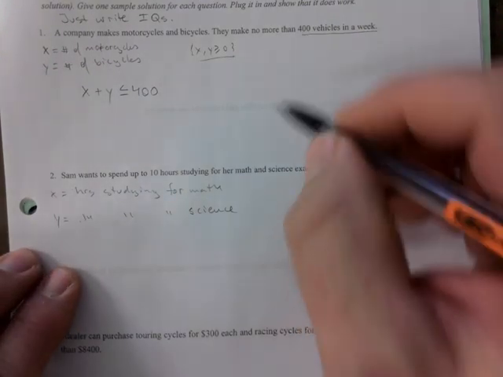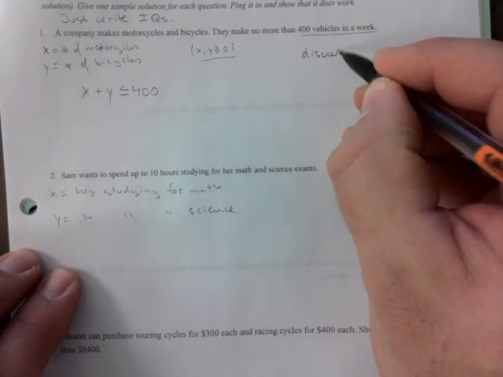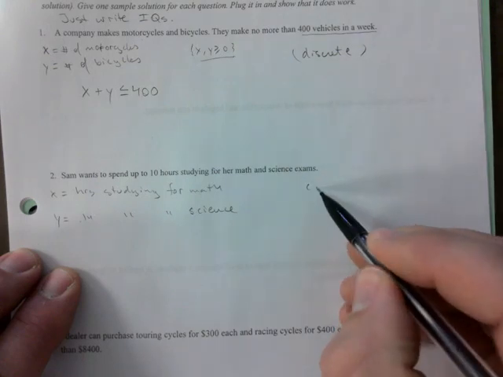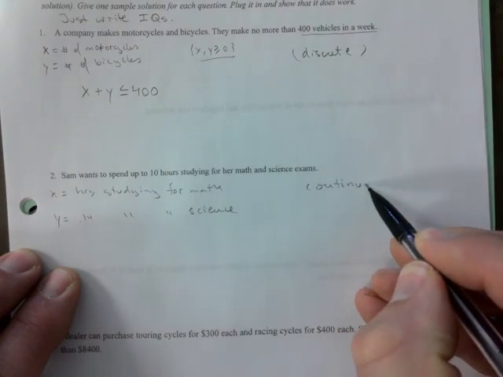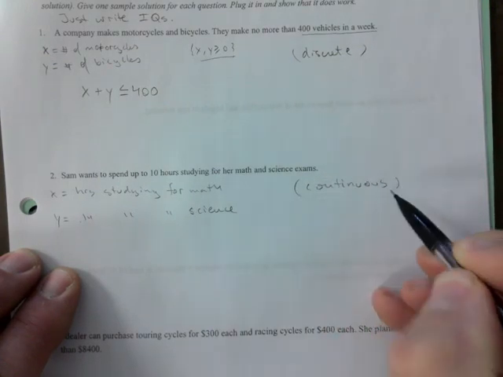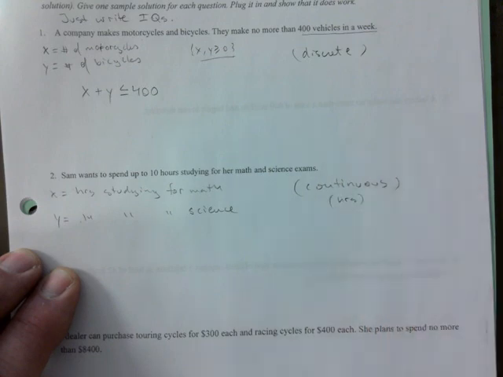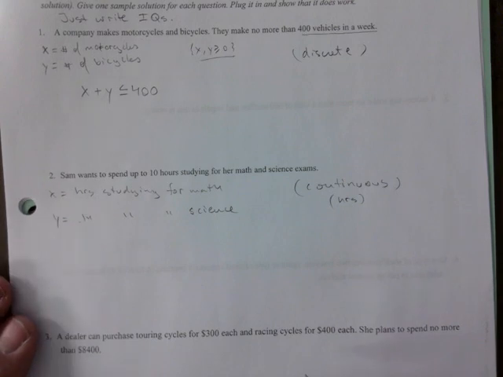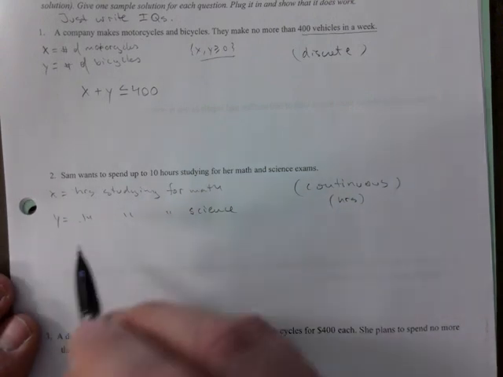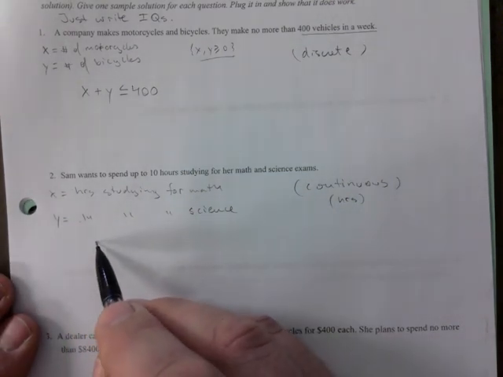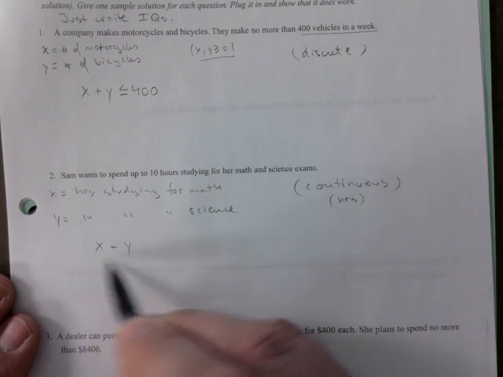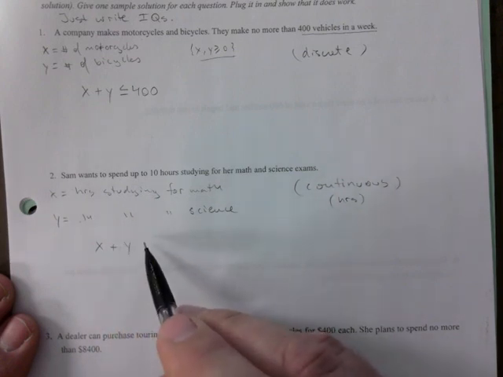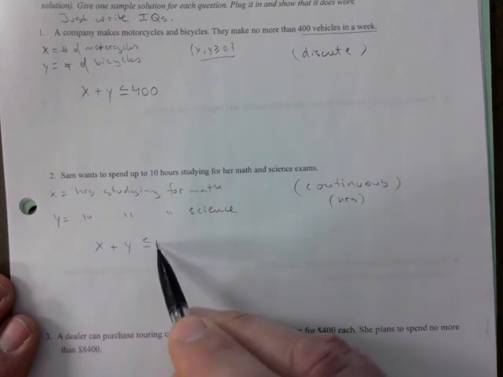This is actually, let's go back here, discrete, and this should be continuous, right? We're talking hours, right? So you can have decimals, it's all good, right? And up to 10 hours studying for the math and science exams. So if you combine the hours spent on either subject, that it has to be less than or equal to 10.